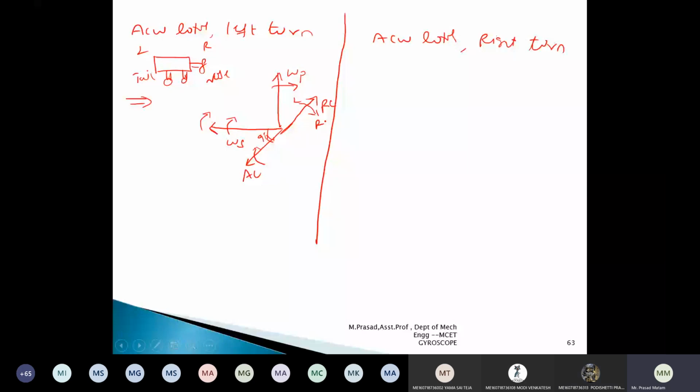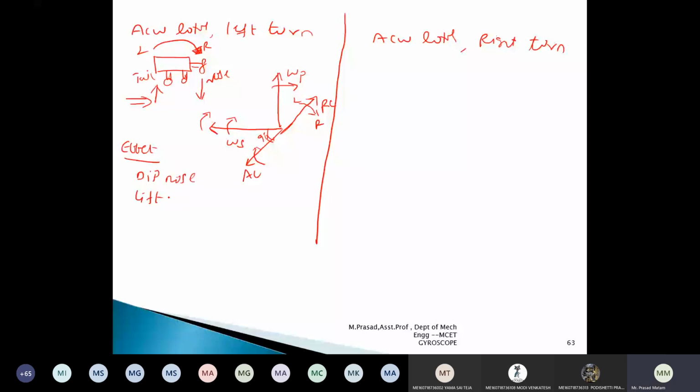Reactive couple is moving from left end to the right end. So I am drawing here. Arrow mark is pointing towards the nose point. So what will happen? It tries to dip the nose and lift the tail. What is the answer you can write? Effect: arrow mark is pointing towards the nose end, means it tries to dip the nose and lift the tail.